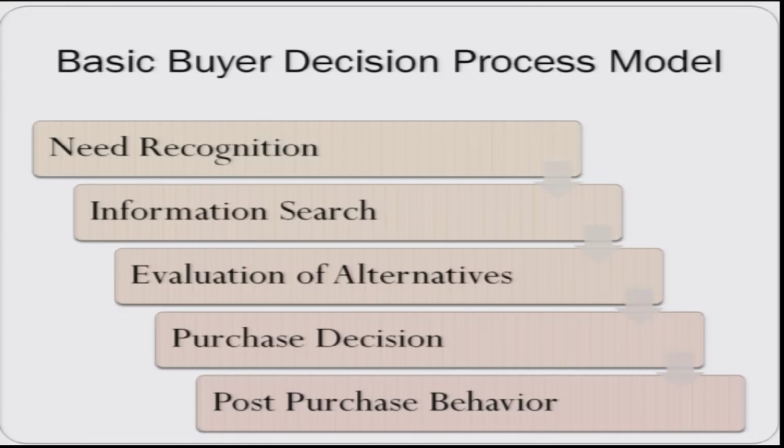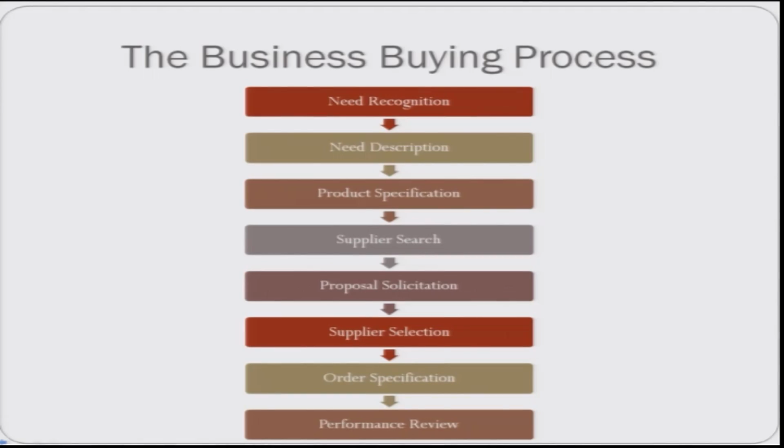So, now I will explain the buyer behavior model in the context of B2B marketing. You can compare it with the B2C buying model, which has 5 stages: need recognition, information search, evaluation of alternatives, purchase decision and post purchase. This B2B buying process involves more stages and is far more complex.